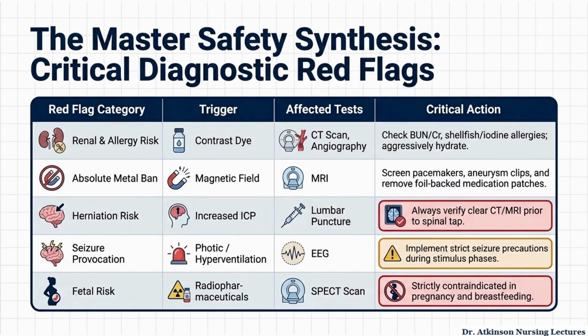This final slide brings together the major safety alerts associated with neurodiagnostic testing. For CT scans and angiography, contrast dye creates risks related to kidney injury and allergic reactions. MRI safety centers around metallic implants and foreign objects. Lumbar puncture becomes dangerous in patients with increased intracranial pressure because of herniation risk. EEG procedures require seizure precautions during stimulation testing. And SPECT scans are contraindicated during pregnancy and breastfeeding due to radioactive exposure. When reviewing neurodiagnostic testing, always connect the procedure with its highest risk complication and the nursing actions needed to keep the patient safe.